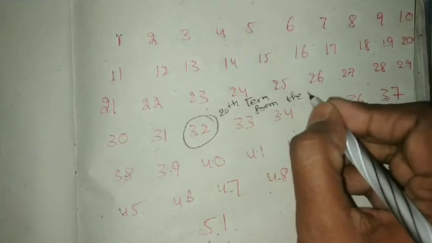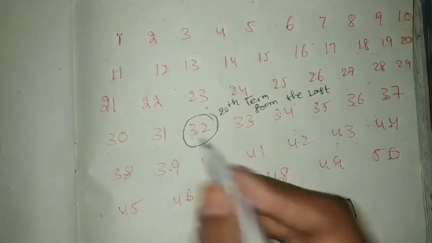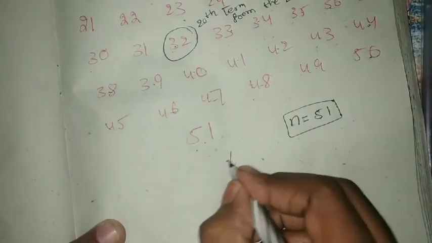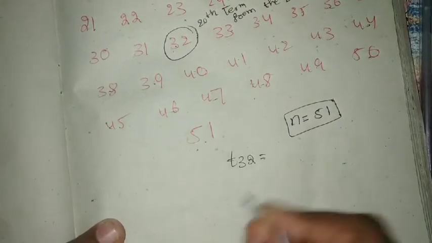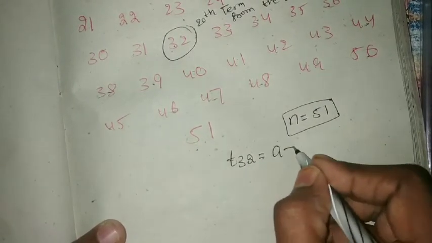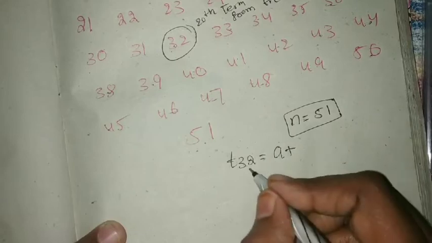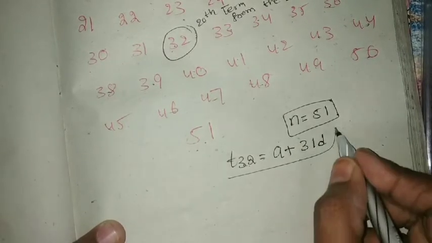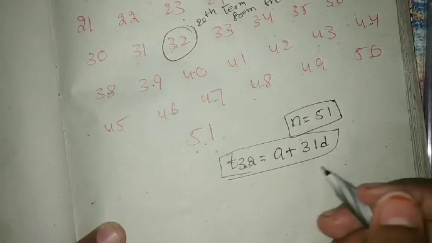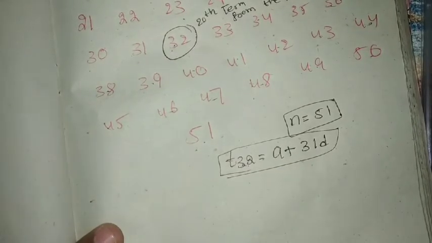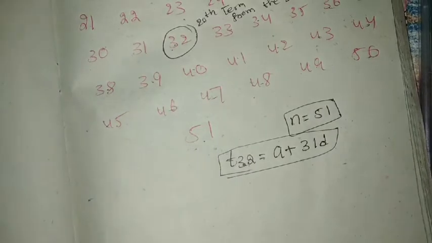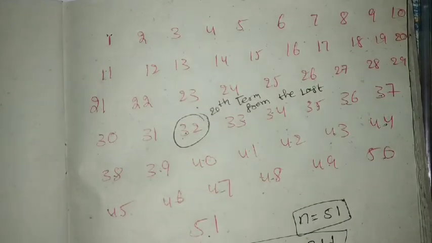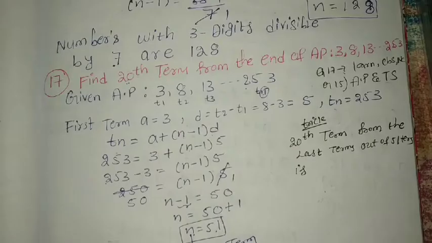So we need to find T32. What is the formula of T32? A plus 32, the preceding number of 32 is 31D. If we find the term 32, we will get the answer. Are you understanding? Ma'am, this is a long process. How can you find it, ma'am? Is there any trick? Yes, we have a trick.